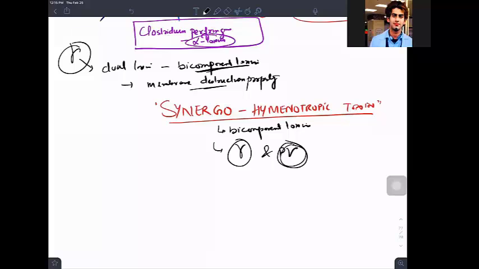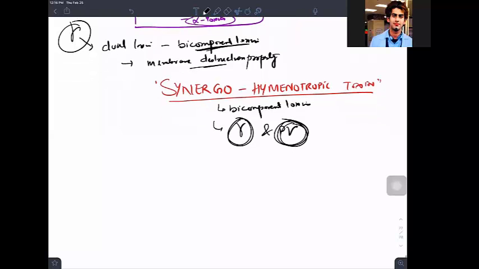What is synergohymenotropic toxin? If there are bicomponent toxins such as gamma and PV, two toxins acting synergistically. What is synergism? It means both are acting together, giving a high additive effect, a high additive toxin property. So this synergism is why we call them synergohymenotropic toxin. So gamma and PV are acting synergistically together.